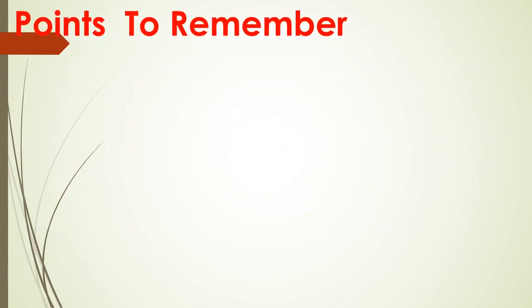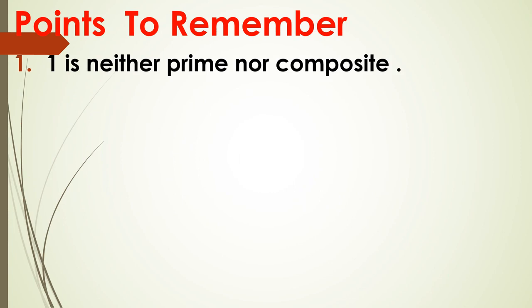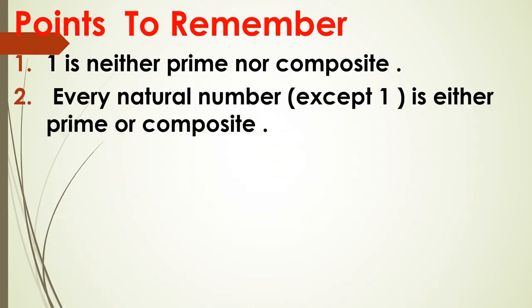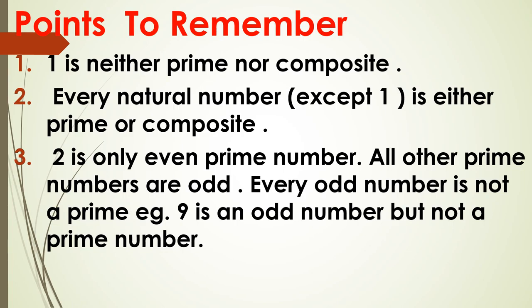Now the main points that you have to remember from this lecture. First, one is neither a prime nor a composite number. Second, every natural number except one is either prime or composite. Okay, except one, because one is neither prime nor composite. Other than one, all the numbers are either prime numbers or composite numbers. Third point, 2 is the only even prime number. Other than 2, there is no even prime number.